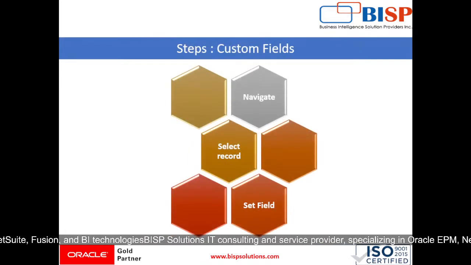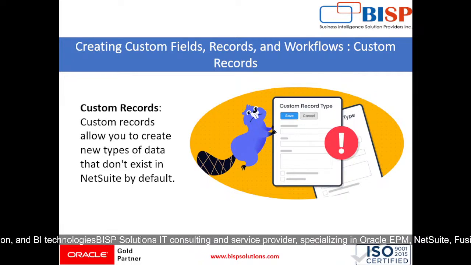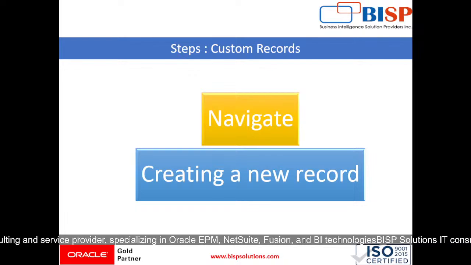Then comes our custom records. Custom records allow us to create new types of data that don't exist in NetSuite by default. The steps involved in custom records: first of all, we will be navigating to customization in NetSuite. Then under the customization tab, we will be finding the list, records, and fields option, where we will be selecting record types. There we can create a new record type, for example project management or project milestones, and define custom fields and relationships for the same.